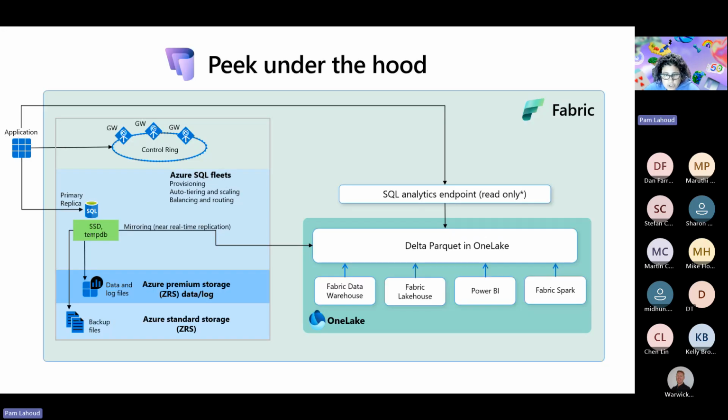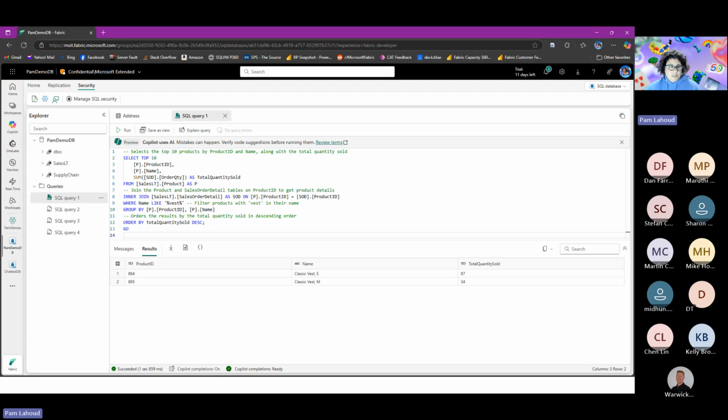Let's see. I heard Copilot is going to be available for F2 capacity in the future, as Copilot is currently available for F64 capacity. It actually is today. They turned that on May 1st, I think it was, that they turned on access in F2 capacities and higher. So you can access Copilot as long as you're in F2 or higher capacity.